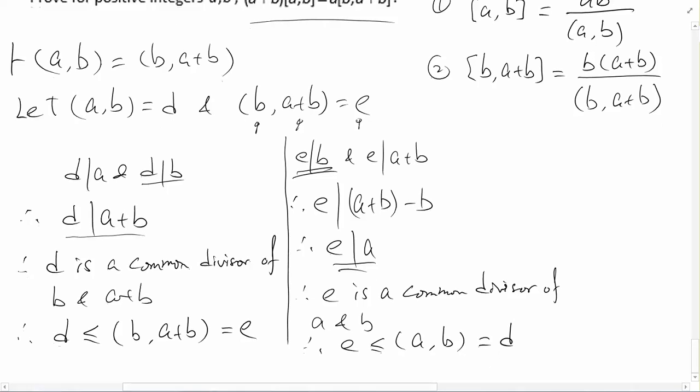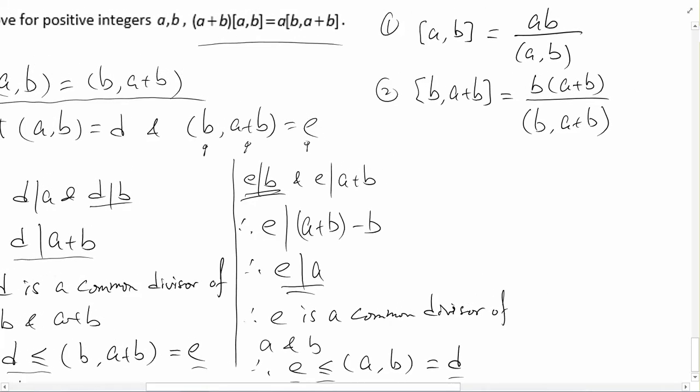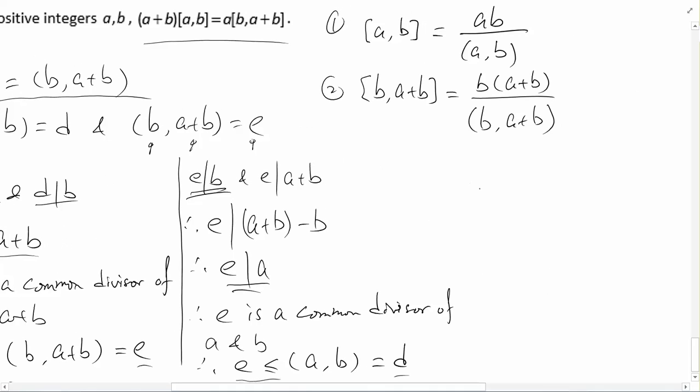Okay, and now we have on the one hand d is less than or equal to e, and on the other hand e is less than or equal to d, and therefore we have d equal to e. These two greatest common divisors are the same. Okay, now we move to the right hand side here. We just proved that the greatest common divisor of a and b is the same as the greatest common divisor of b and a plus b, okay?